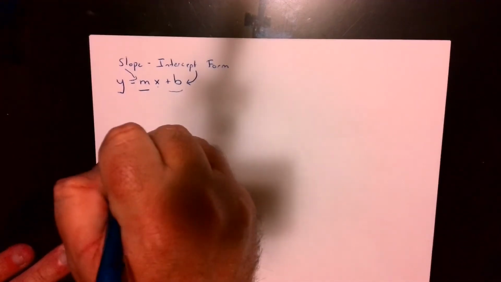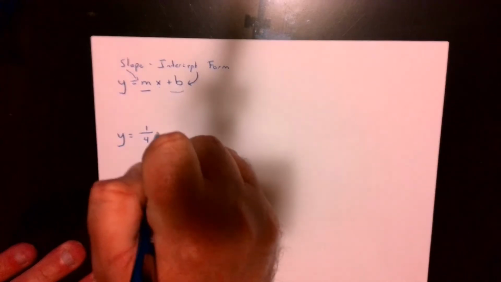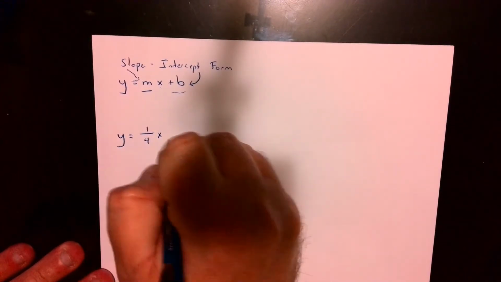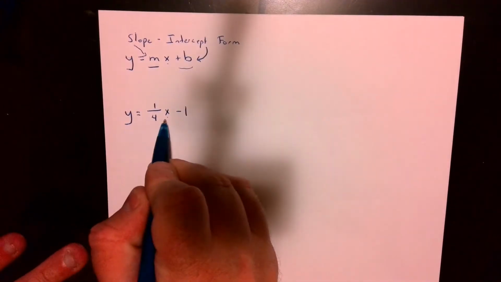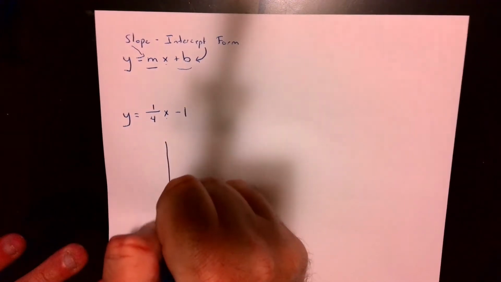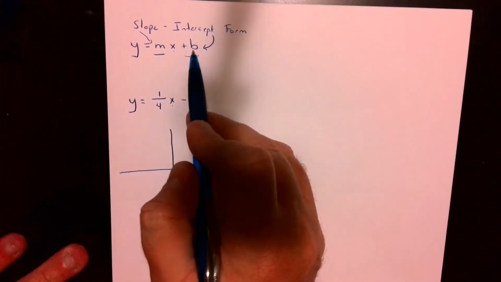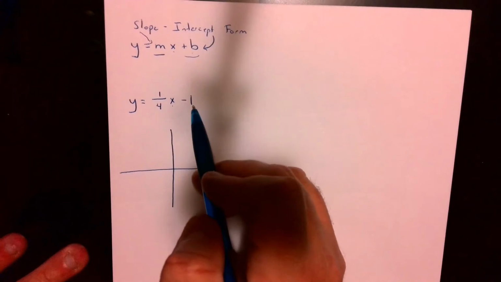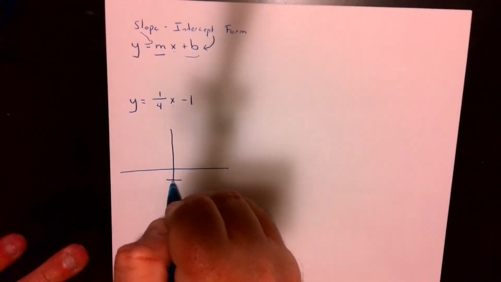So if we had the equation y equals 1 over 4x minus 1, we wanted to graph this because there's two variables in the problem. So we know that the answer has to be on a grid. So if we graph this, we know our beginning point, which is the b, our intercept, is going to start at -1. We're going to begin down here at -1. So go down to -1, I put a dot.